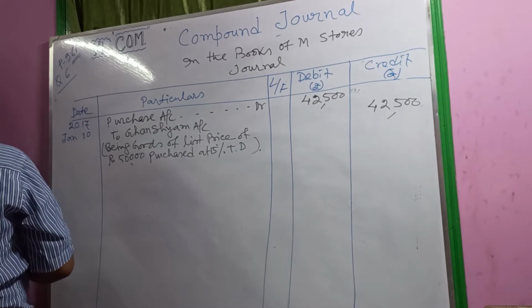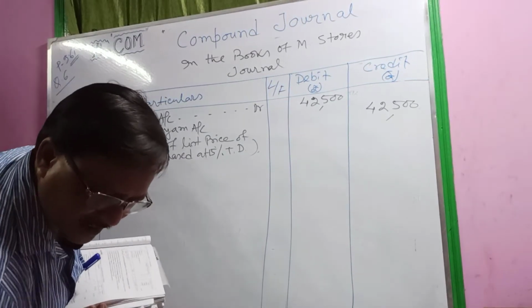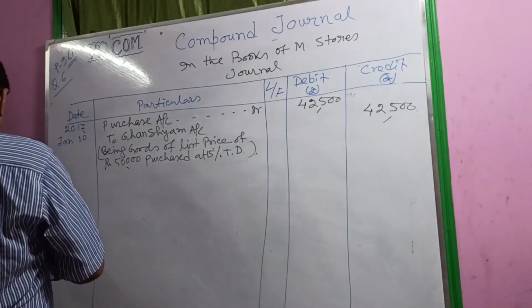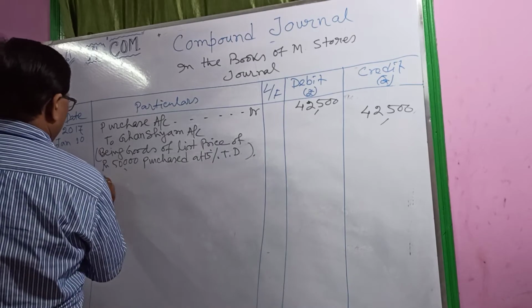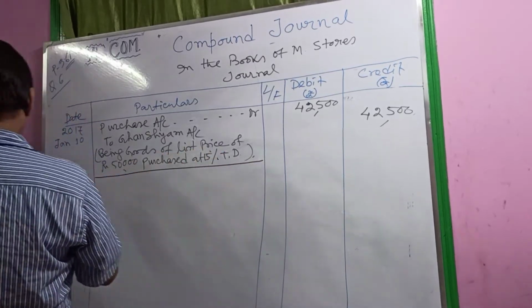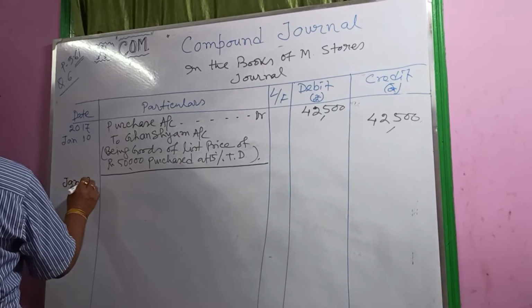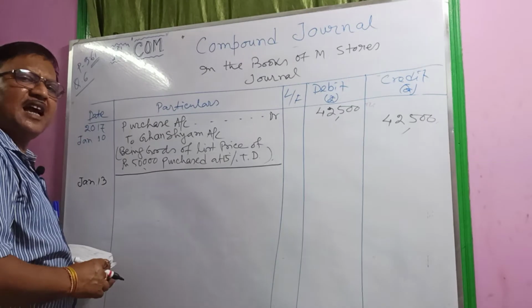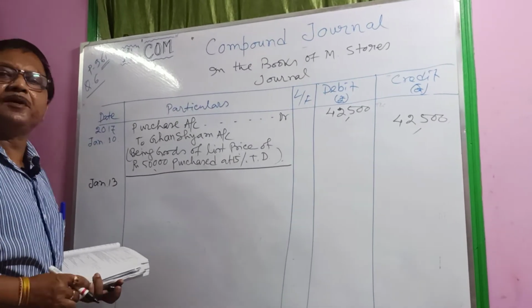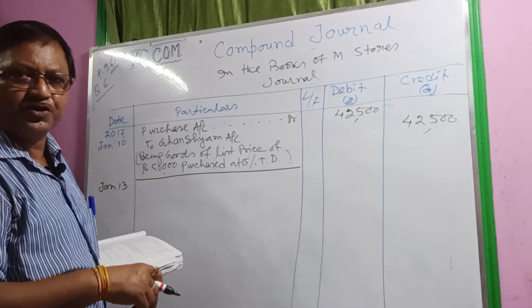Okay. Now second journal entry. This is the first journal entry. Now second journal entry, that is the 13th January, return goods to Ghanshyam of the list price. Return, again two types: purchase returns and sales return. Purchase is debit, purchase return opposite. Sales is credit, sales return opposite, debit.